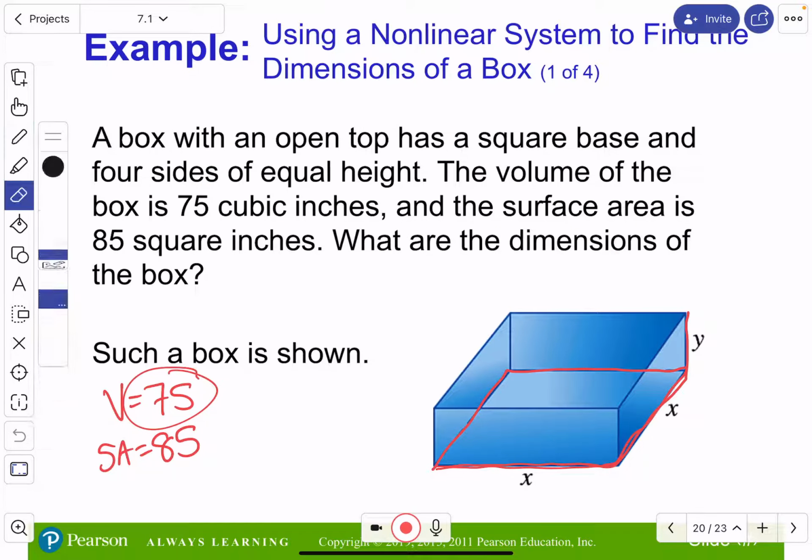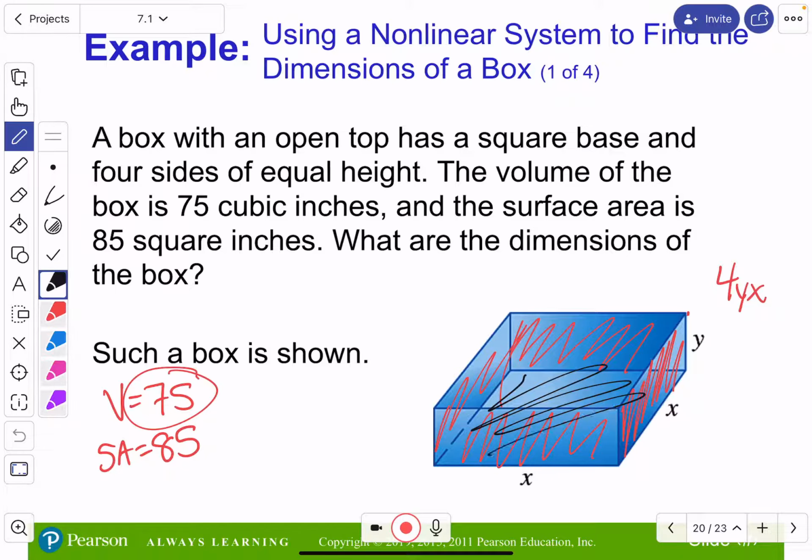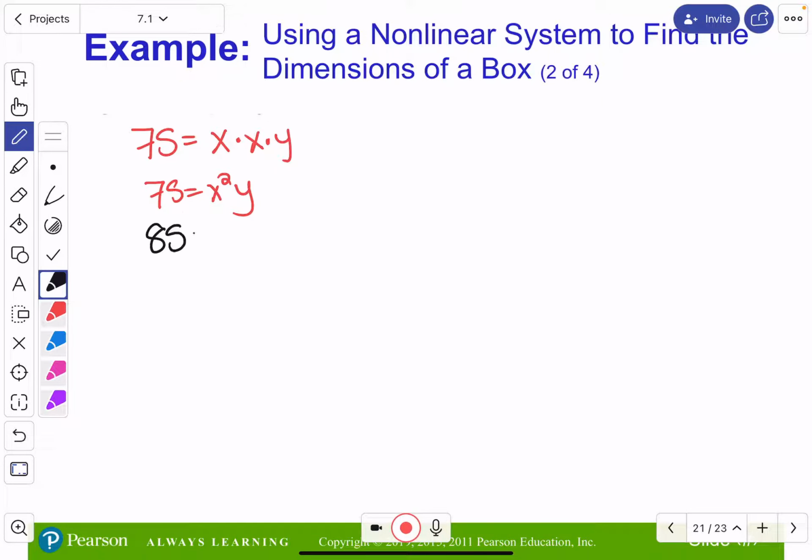Surface area, well, we have this piece here, which would be x times y, and that's the same for all 4 of these. So we have 4 of those, and then it's open, so the bottom is this one, which is x times x, so x squared. So that equals 85. So our surface area equation was 4xy plus x squared equals 85. So now we have those 2 equations.